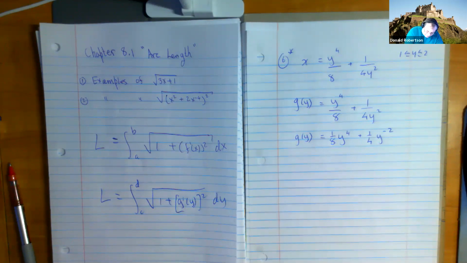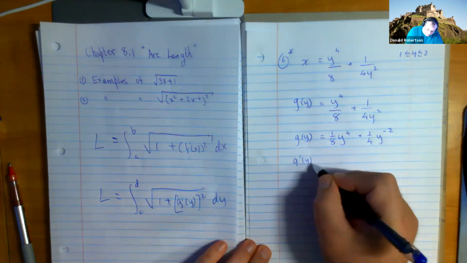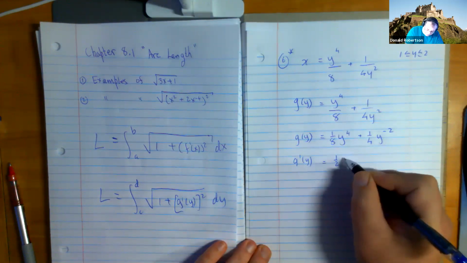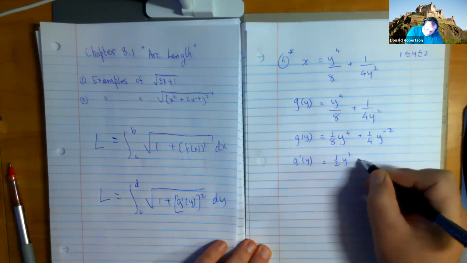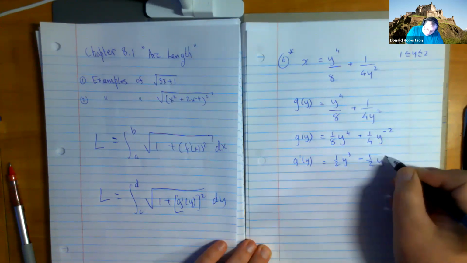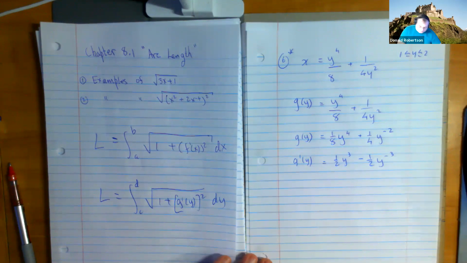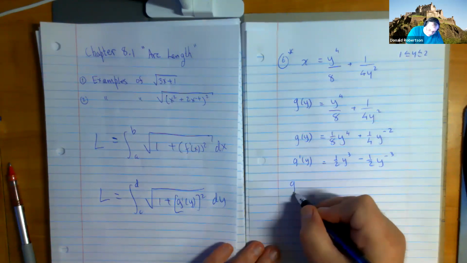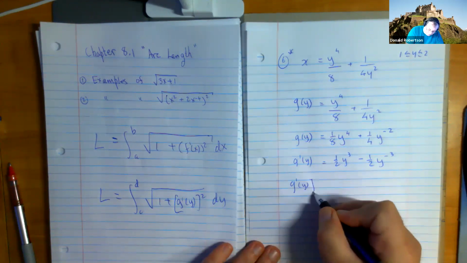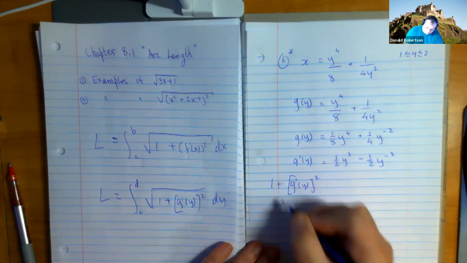Now, you're going to differentiate. Multiply by the power, reduce it by 1. Multiply by the power, reduce it by 1. We're then going to square it and add 1.